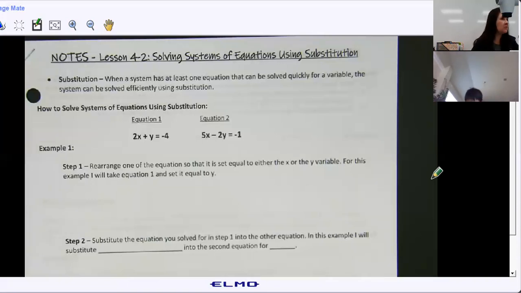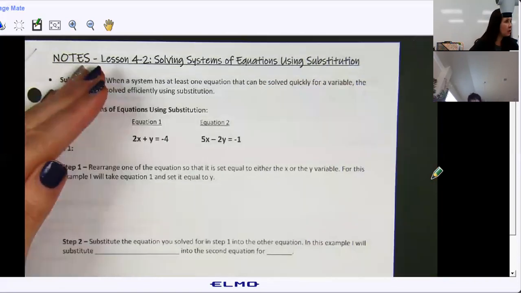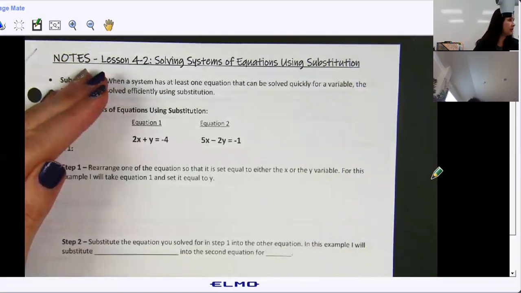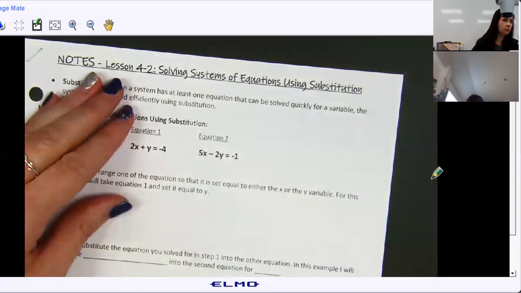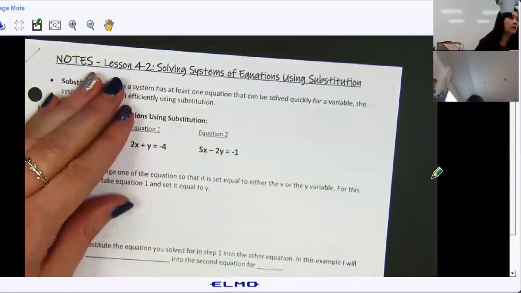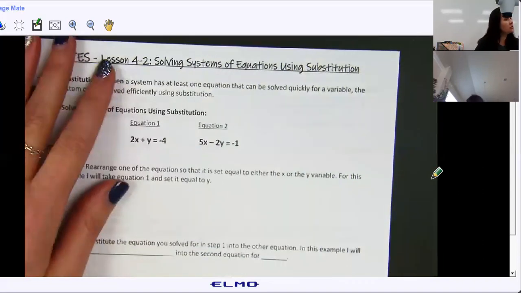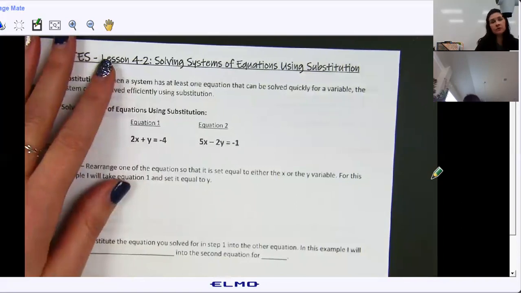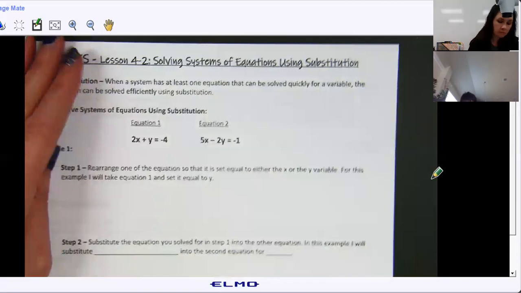The very first page of our notes is just one problem, and I've broken it out step by step. When you're doing your homework, if you follow this first page going through step by step and working out your homework problems with this first page, you should be able to do just fine. The rest of the notes, though, are going to be practicing solving using substitution, okay?